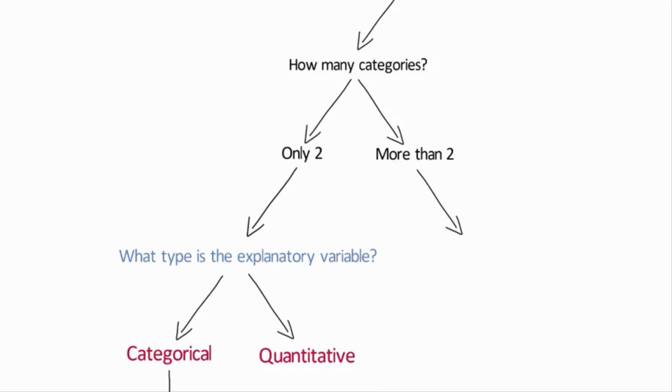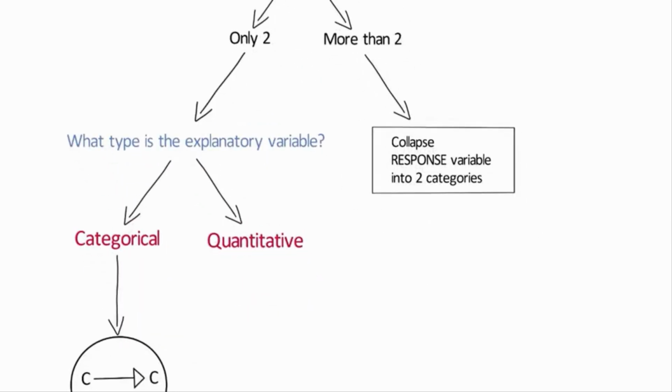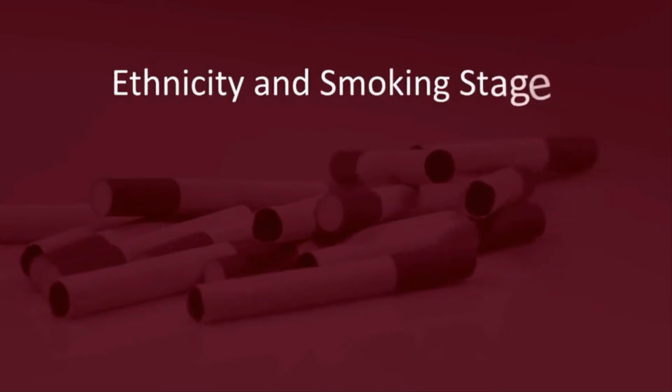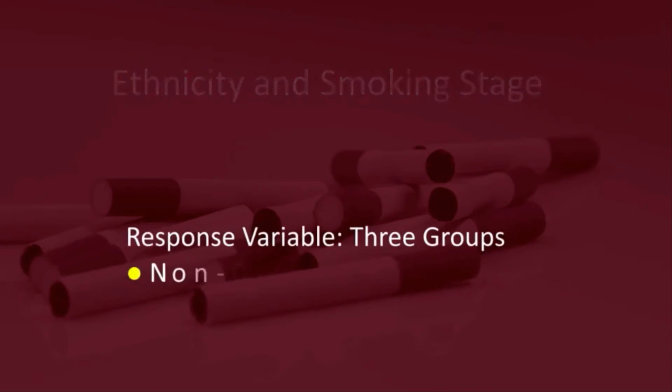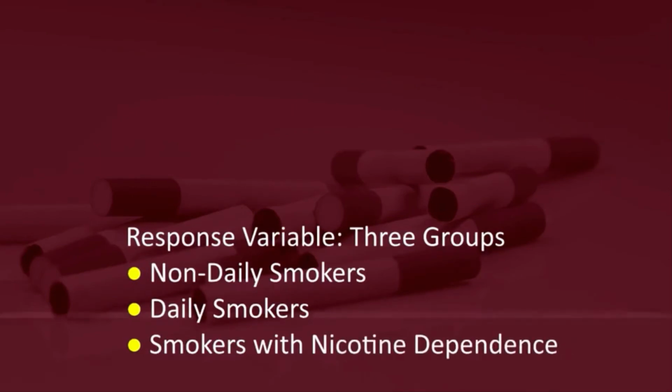What decisions need to be made if the response variable has more than 2 categories? In this case, we would need to collapse the response variable categories into 2 categories. To demonstrate this, we'll have to modify the research question. So let's modify the research question to look at the association between ethnicity and smoking stage. And we'll create a response variable that categorizes young adult smokers into 3 groups: non-daily smokers, daily smokers, and those with nicotine dependence.